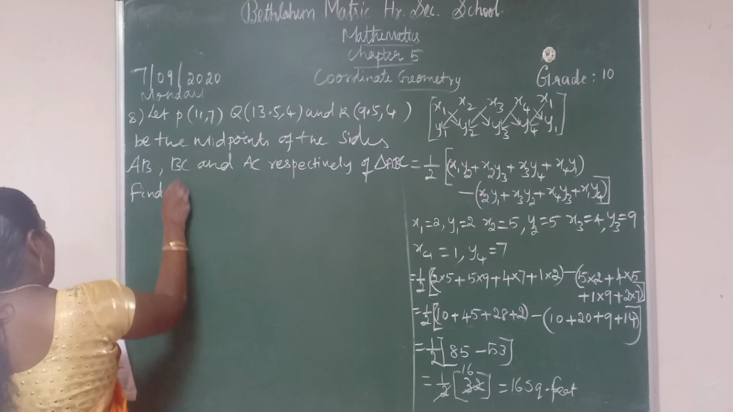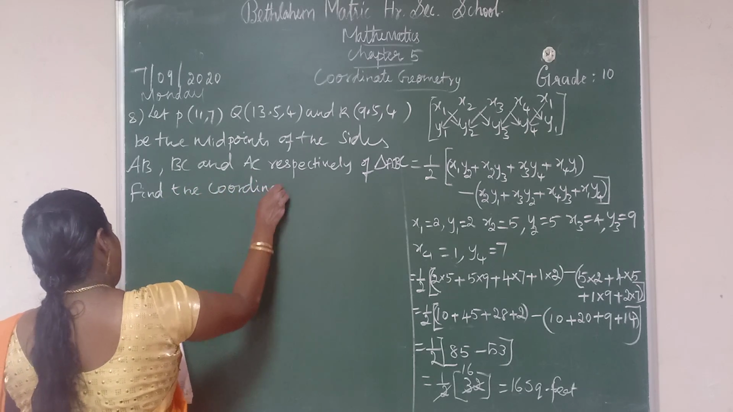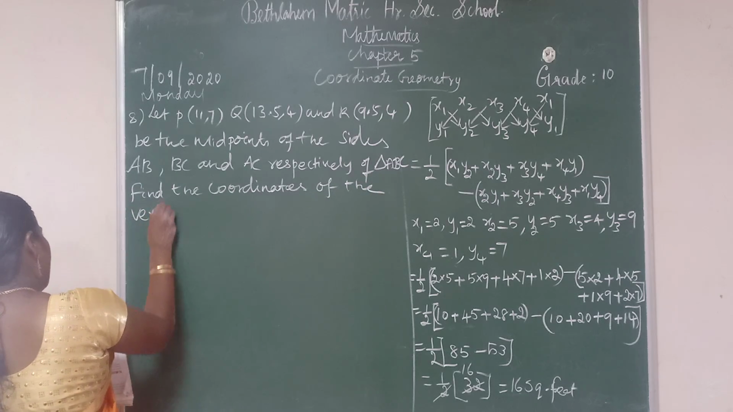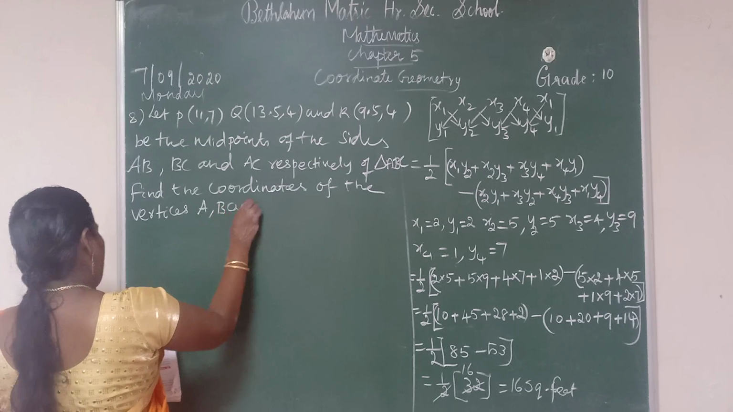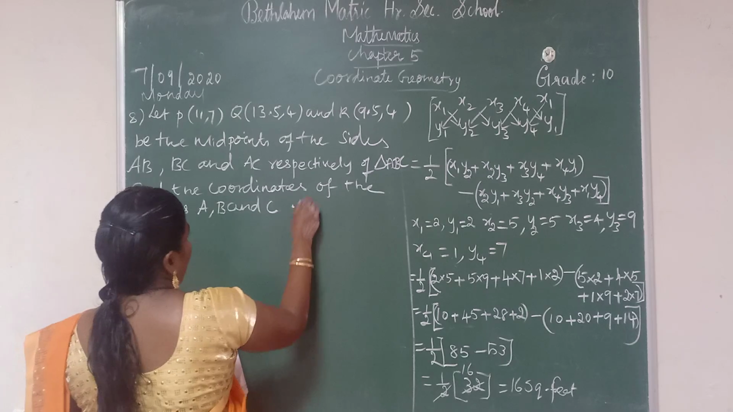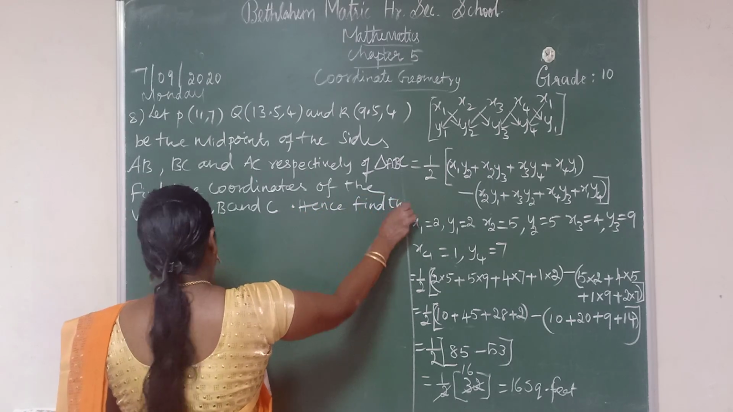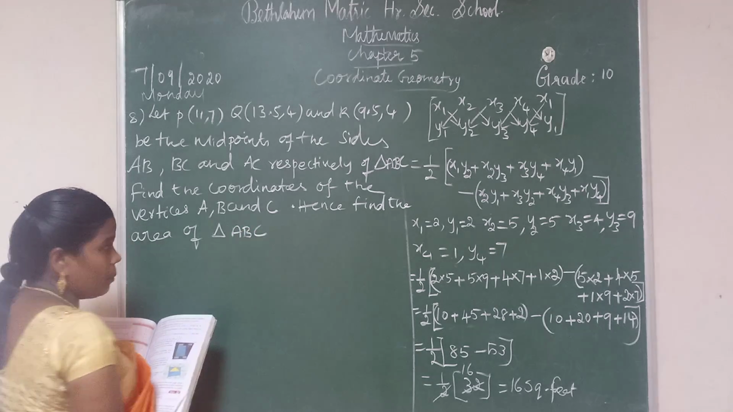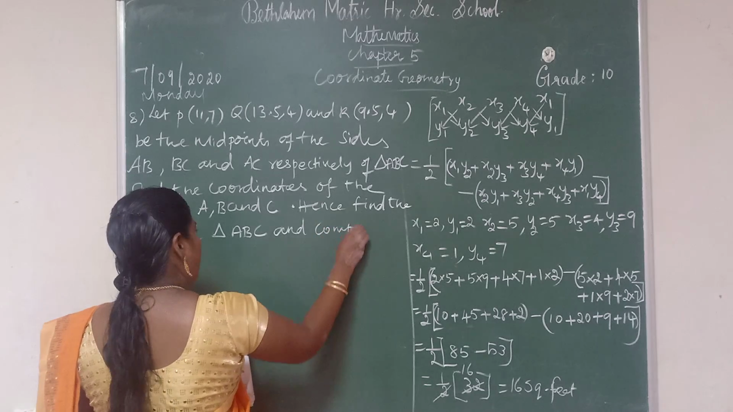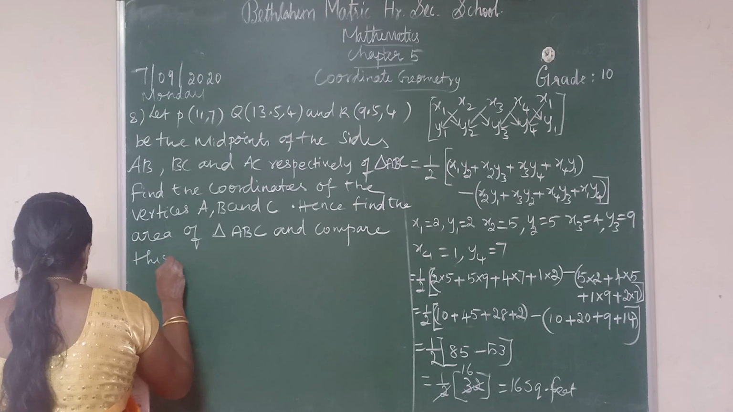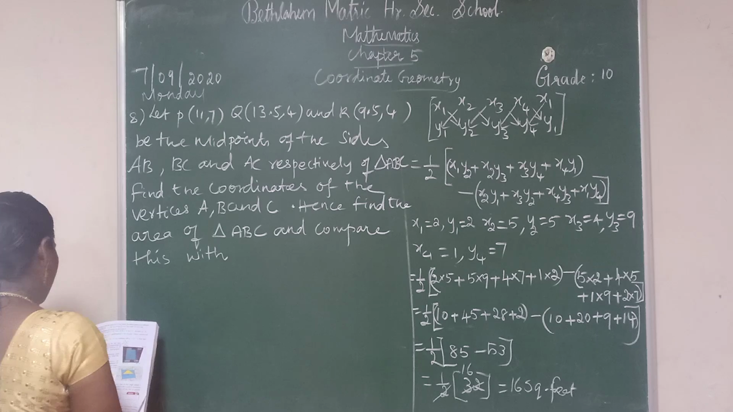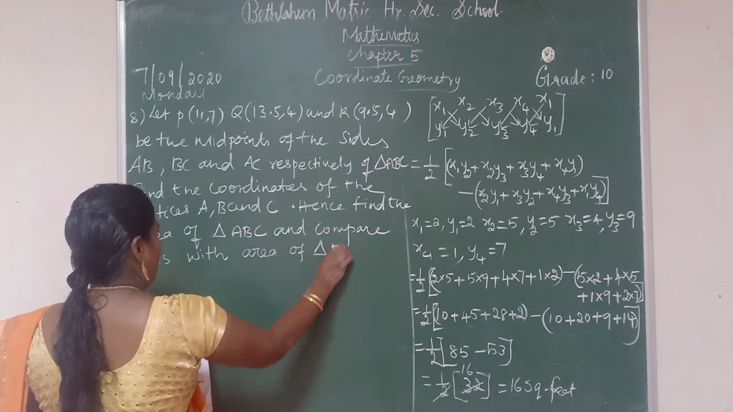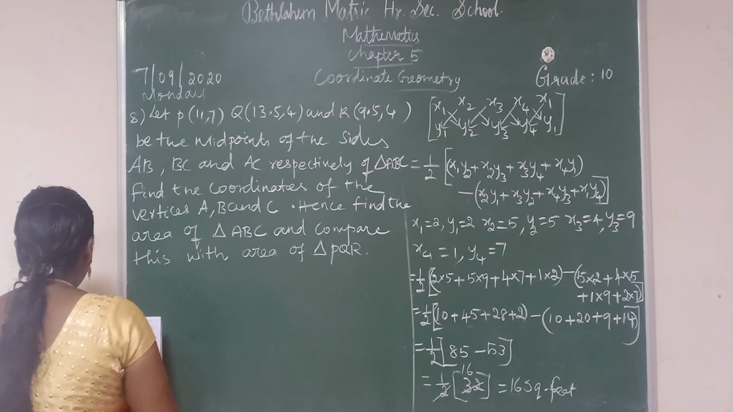Find the coordinates of the vertices A, B and C. Hence find the area of triangle ABC and compare this with the area of triangle PQR. Listen, what is given?